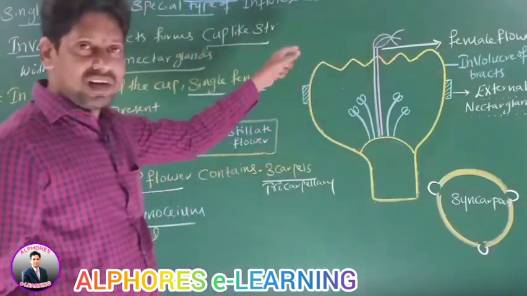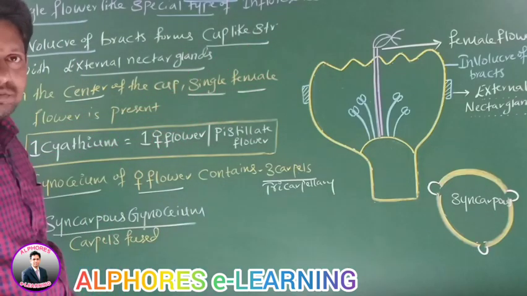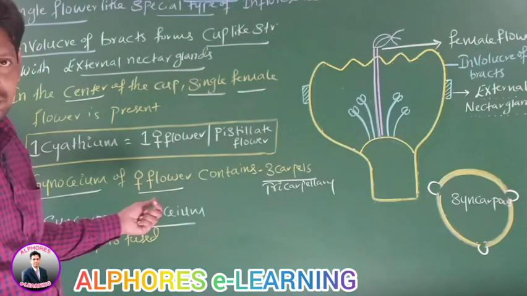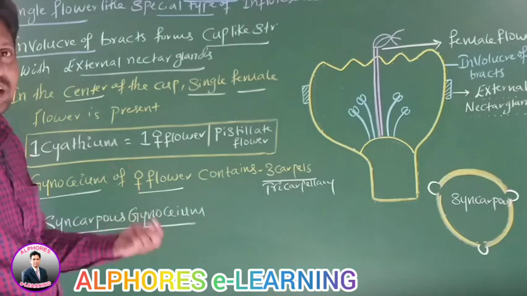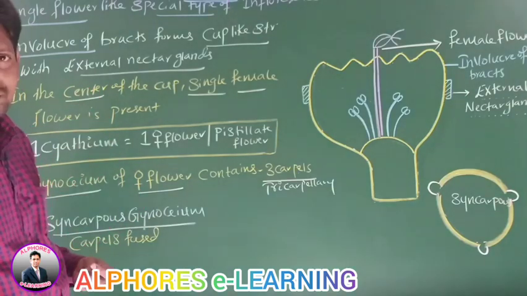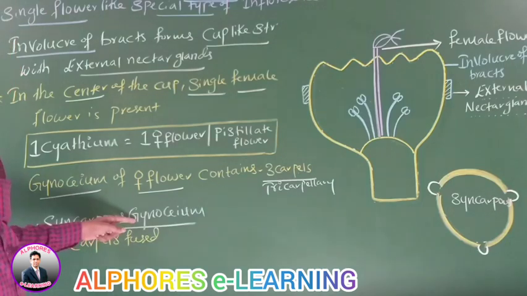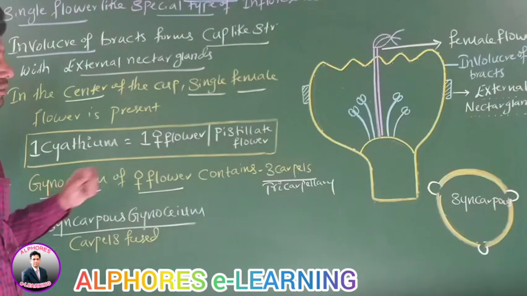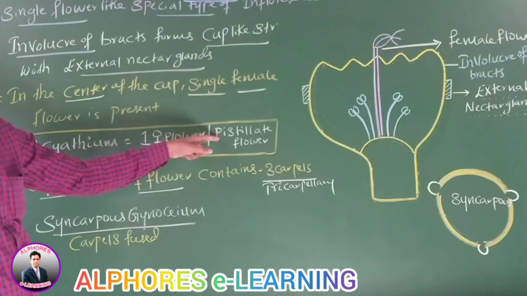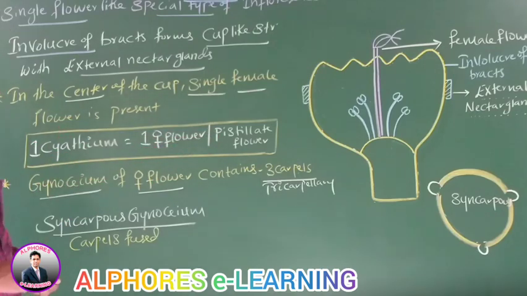That female flower is with androecium or gynoecium? Female flower with gynoecium. That gynoecium is with how many carpels? Three carpels, tricarpellary. Those three carpels are fused, so the gynoecium becomes syncarpous gynoecium. What is another name for female flowers, sir? Pistillate flower.